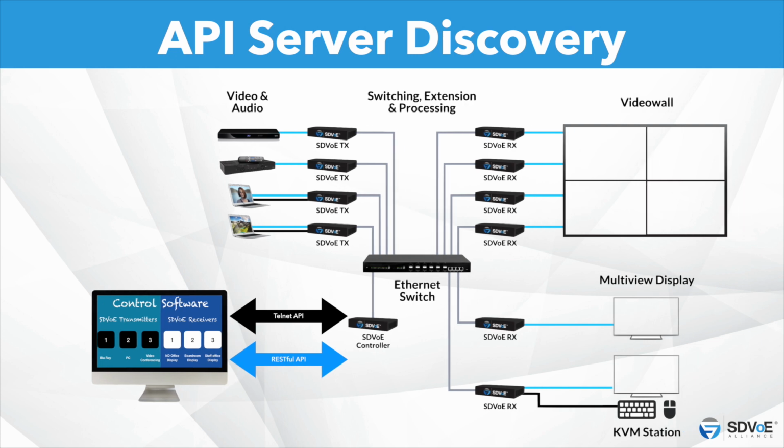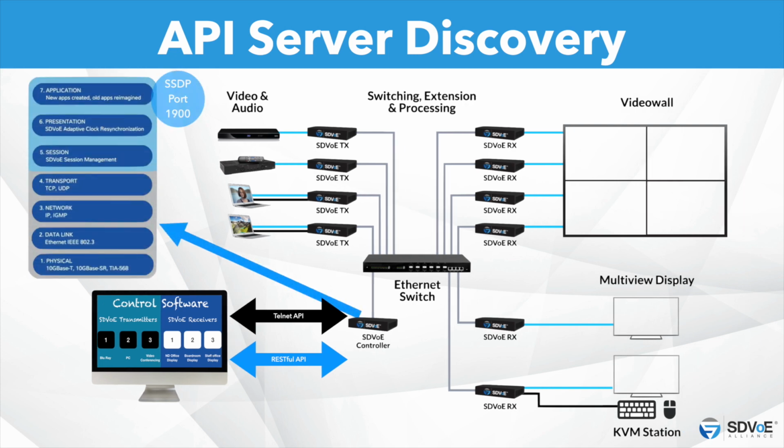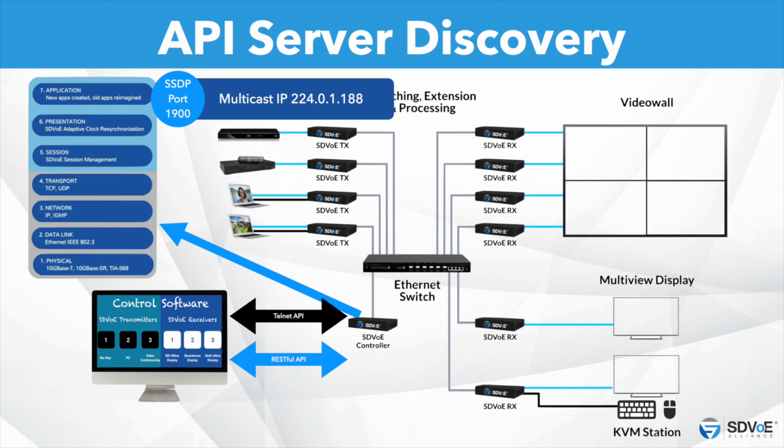The API server itself can also be discovered using a Layer 7 protocol called SSDP, or Simple Service Discovery Protocol. You'll recognise these as multicast UDP packets using port 1900 with a default multicast IP address of 224.0.1.188, although this address, like the others, is configurable and could be altered within the multicast range we looked at previously.